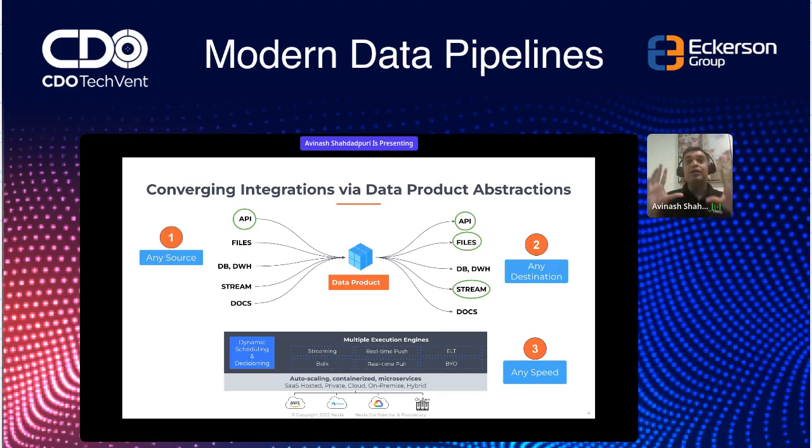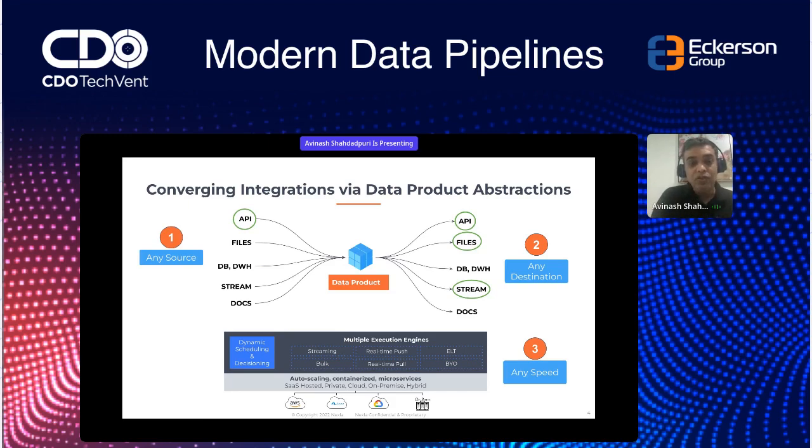So this is sort of fundamental of how we think about data products, and a collection of these data products along with the ability to run at any speed forms the basis of a data fabric architecture that has become a buzzword in the last few months.